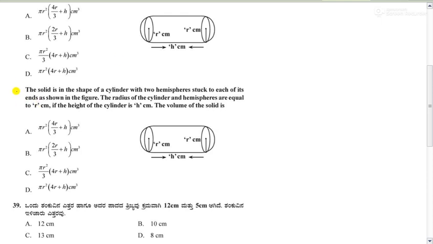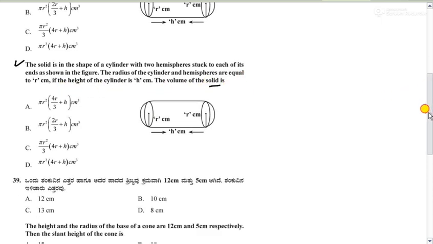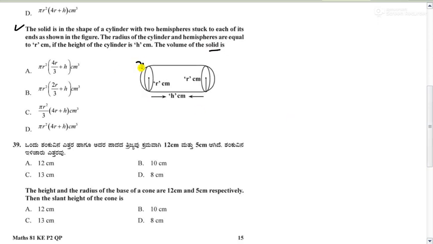So question number 38. See, the solid is in the shape of a cylinder with two hemispheres stuck to each of its end as shown in the figure. The radius of the cylinder and hemisphere are equal. Okay, it is r. If the height of cylinder is h, the volume of the solid is. So you have to write volume of all these three figures: hemisphere, cylinder and hemisphere, and add them. So what is the formula of hemisphere volume?